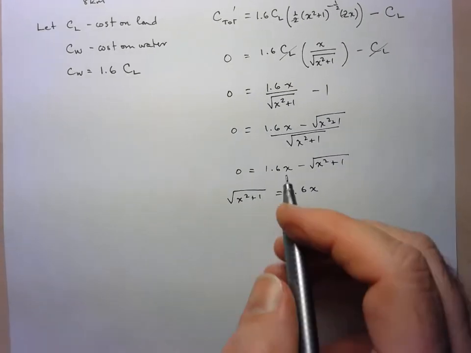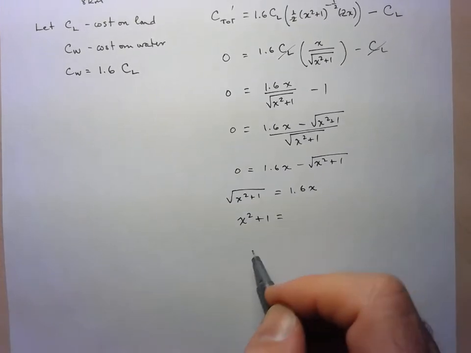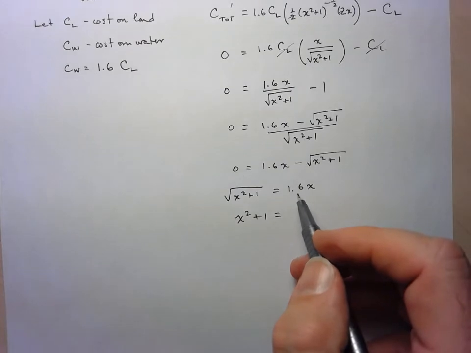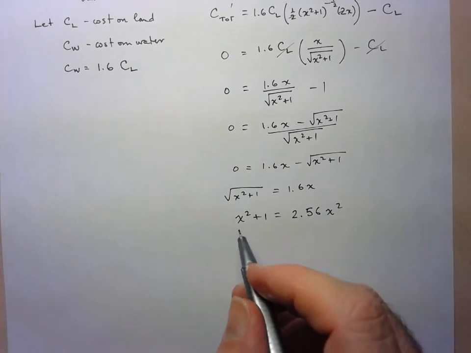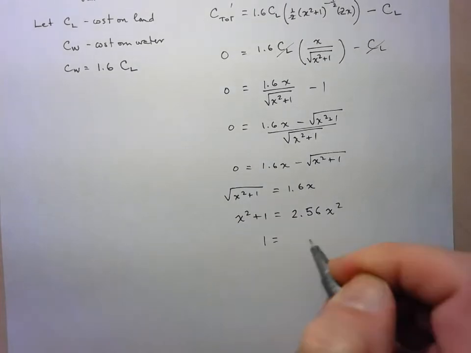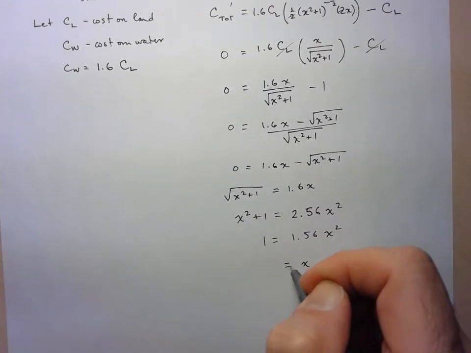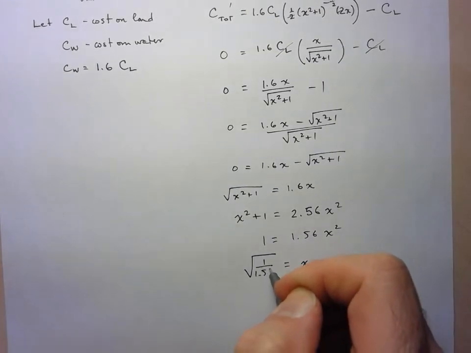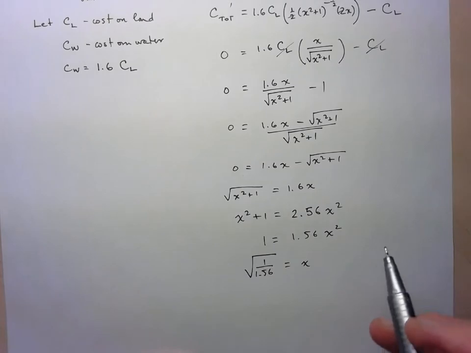So if I square the left-hand side, I'm just left with x squared plus 1, very nice, and squaring the right-hand side is pretty easy. So 1.6 squared, 16 squared is 256, so this will be 2.56 x squared, and I end up with something very easy to solve. So bring the x squared to the other side, so I'm left with 1.56 x squared, and so x is going to be equal to the square root of 1 over 1.56. Now, of course, the only reason why I'm taking the positive square root alone is because x represents a distance, and so I'm not interested in anything negative.